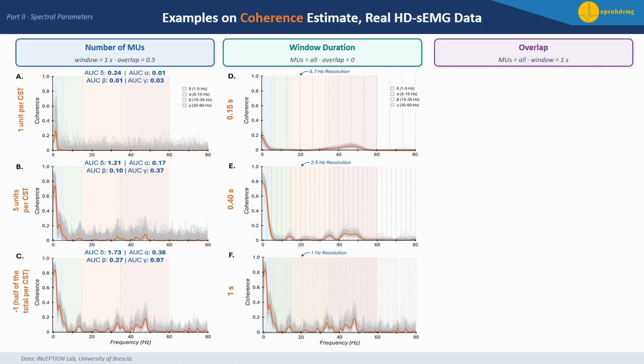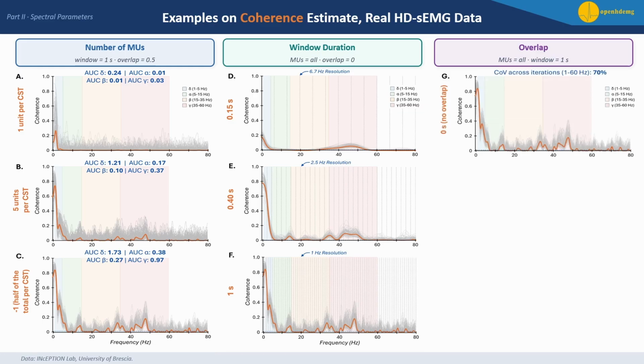The next one is the overlapping of these windows. We keep the motor units of all of them and the window duration as 1 second, and we keep going with zero overlapping. So in this case, you can see that the windows are not overlapping at all. We have a very fluctuating variability in each iteration, which are the gray curves, and also the orange curve as well.